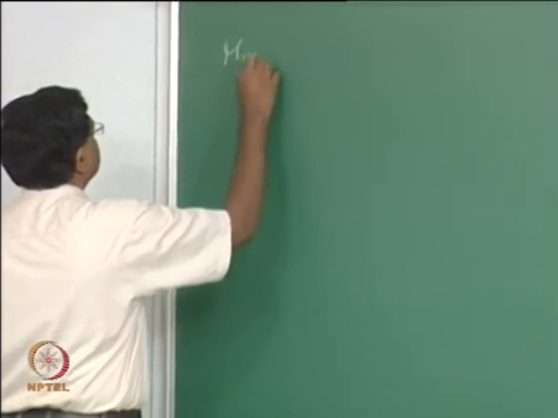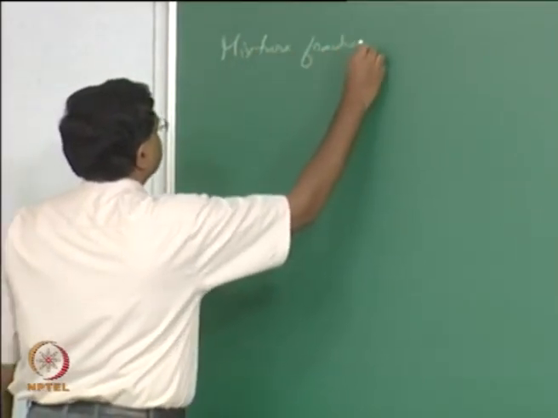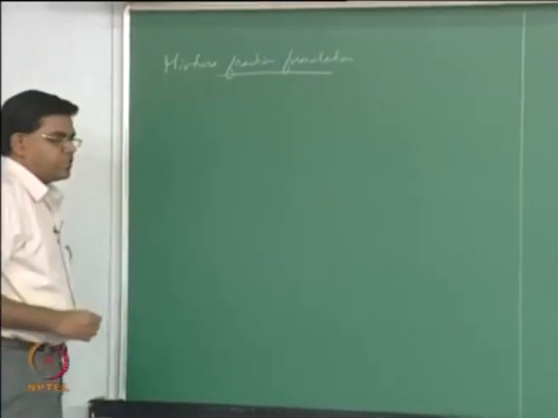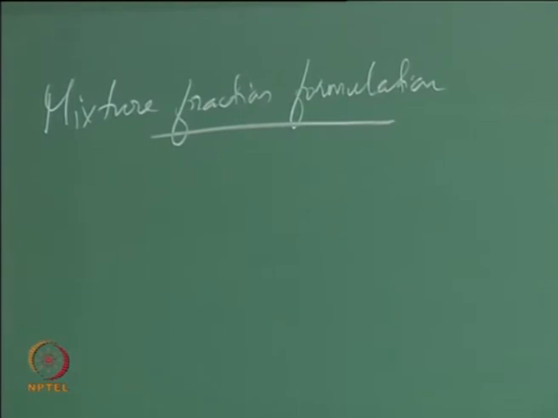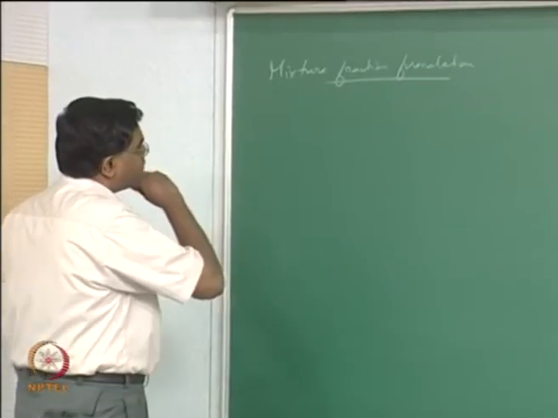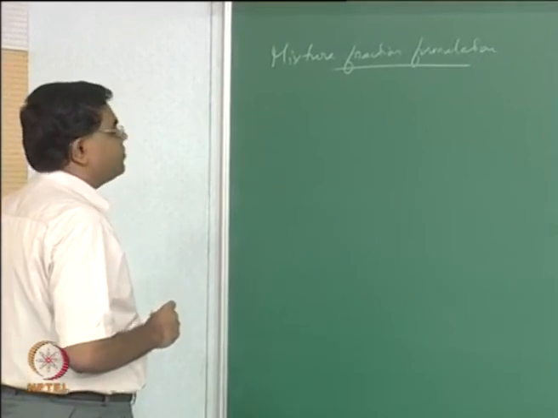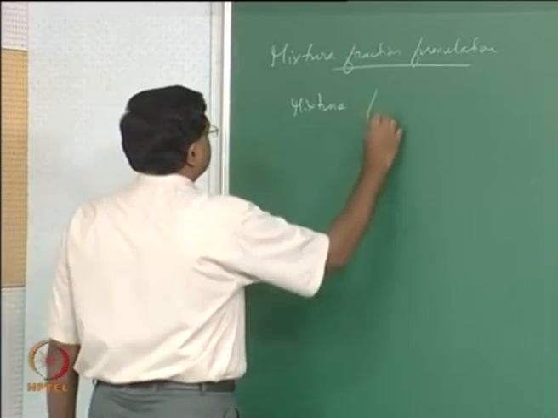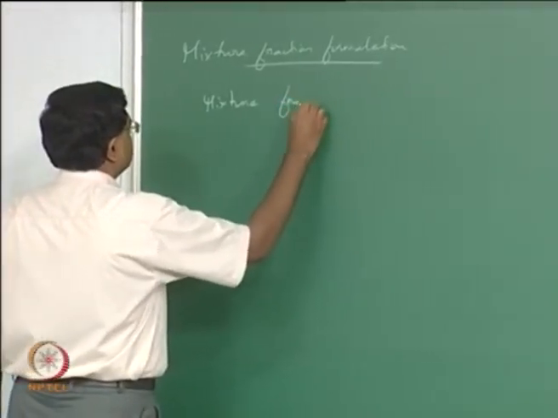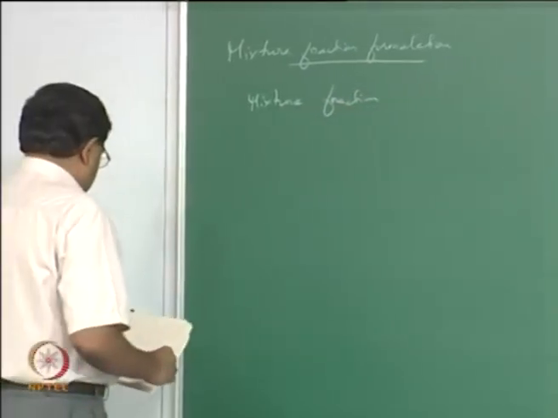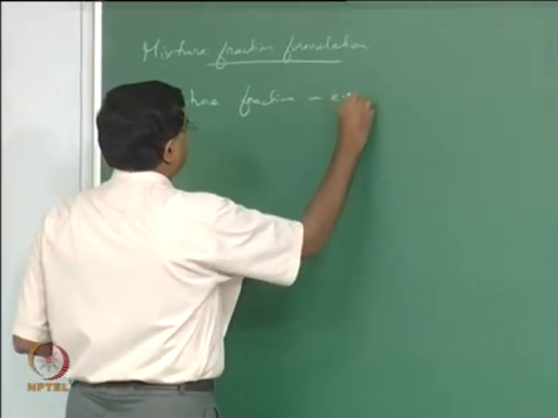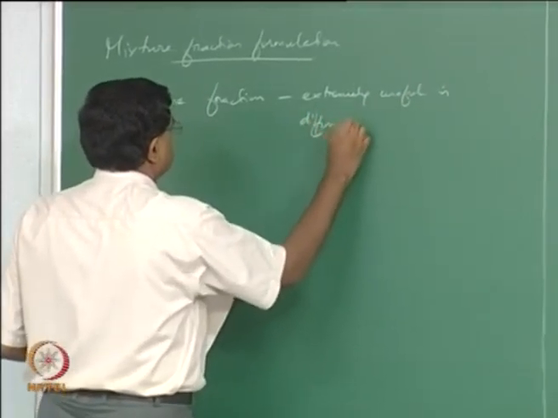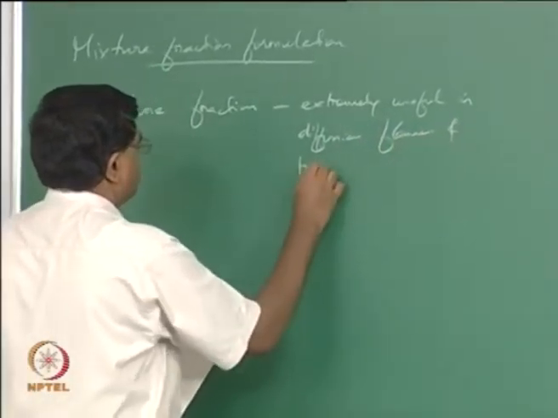We will adopt what's called the mixture fraction formulation. In trying to describe diffusion flames, this is actually a powerful idea for combustion in general, and with particular context of diffusion flames and partially premixed flames. So the idea basically is we now try to define this variable called the mixture fraction. Extremely useful in diffusion flames and partially premixed flames.